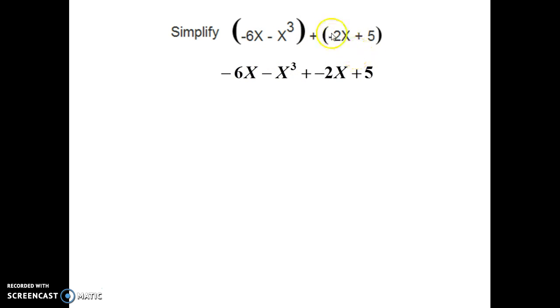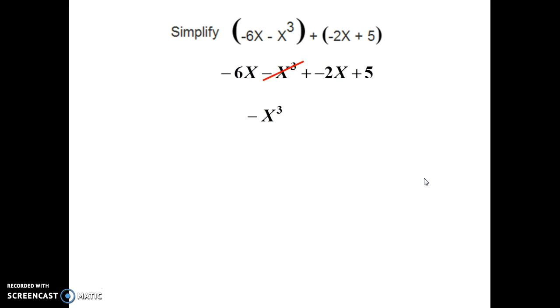So when we're adding, we really just eliminate those parentheses. Now it becomes a procedure of combining like terms. And we want to write this in standard form. So we'll go for our highest term first. So the negative x cubed.